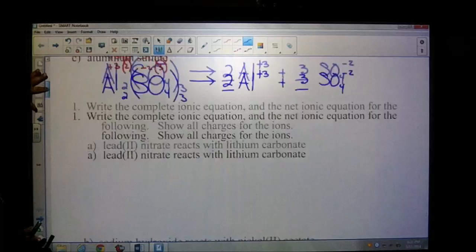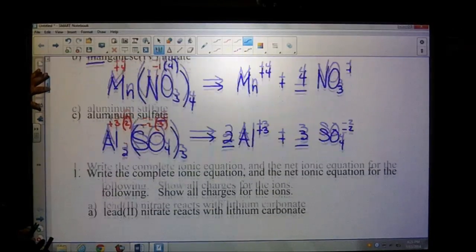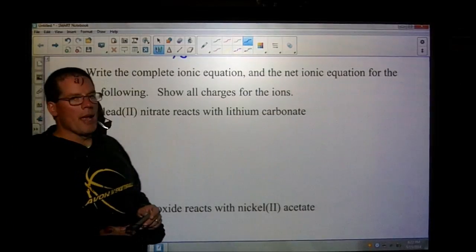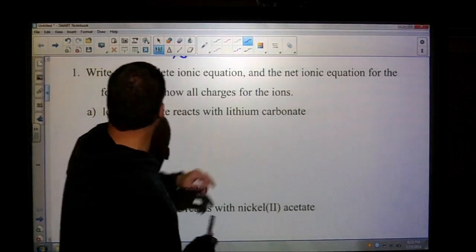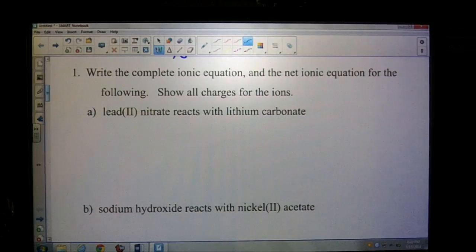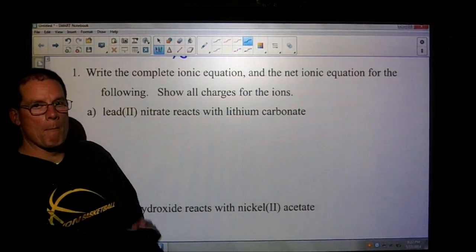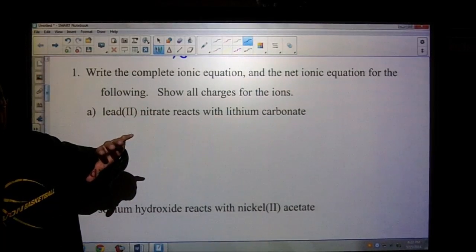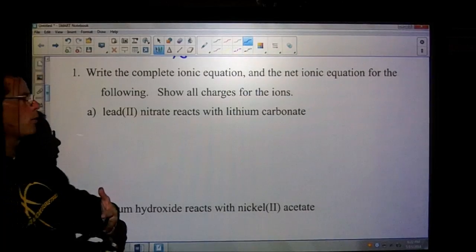Question number 1. Not sure why it says number 1, but we have a second number 1 here. Write the complete ionic equation and net ionic equation for the following. Show all charges for the ions. So here we have lead 2 nitrate reacts with lithium carbonate. My suggestion is be sure that you actually write out the formula first before you write out the ionic equation.